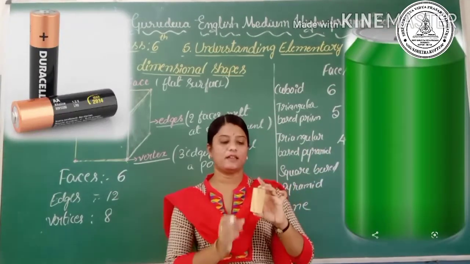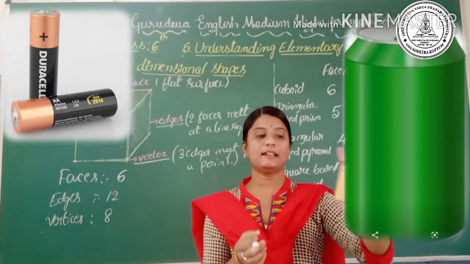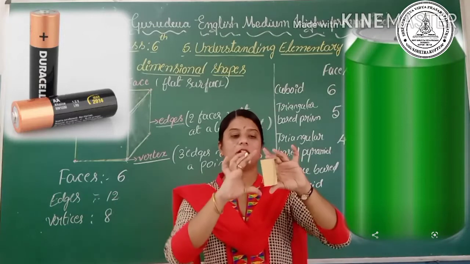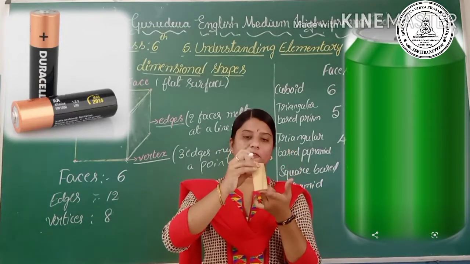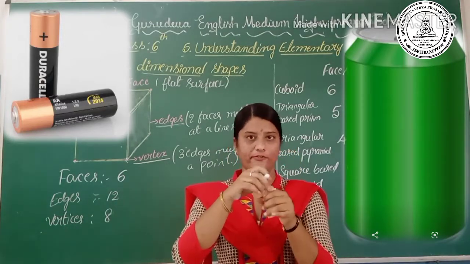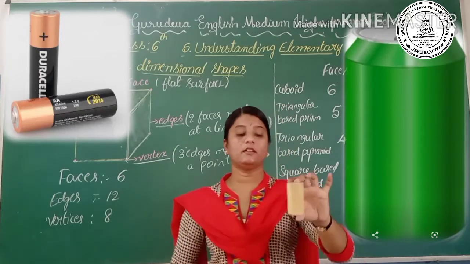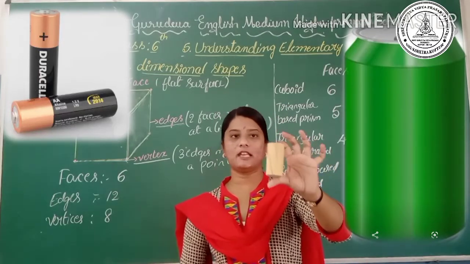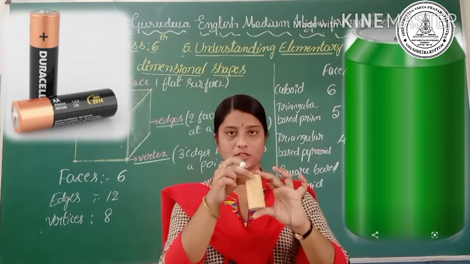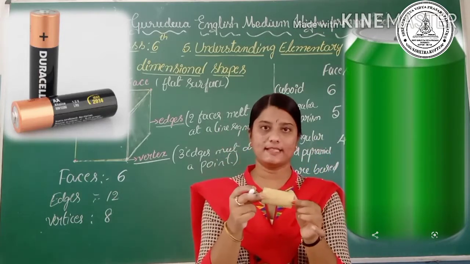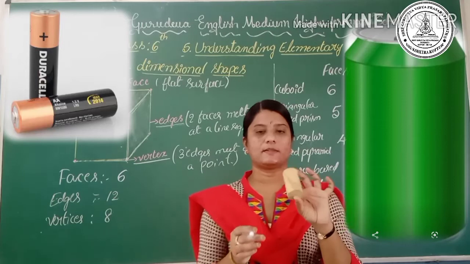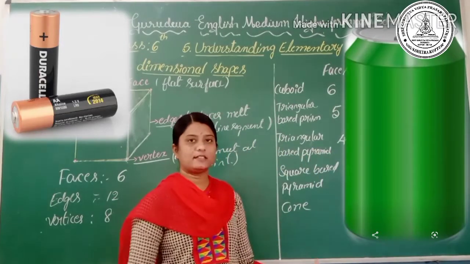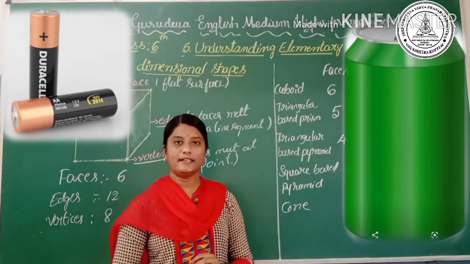cylinder shape. As you can see here, a cylinder has 3 faces. They are the top face, bottom face and the curved face, right? Yes. Here the cylinder has only 3 faces but it has no edges and no vertices points, right? Yes. Is it clear? Yes. These are all the 3D shapes.